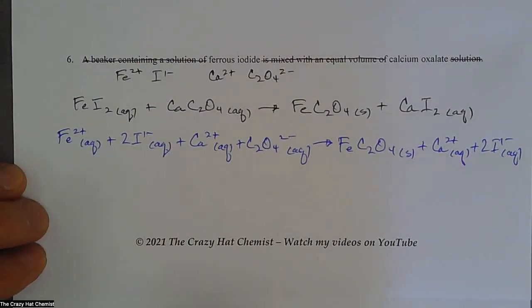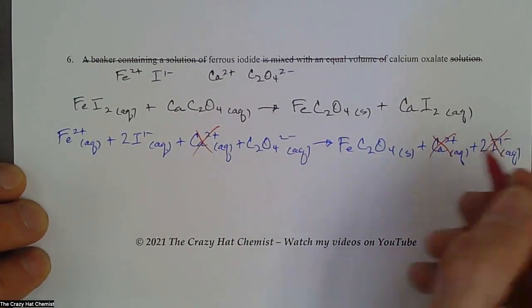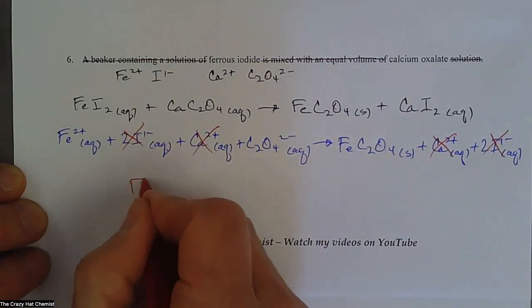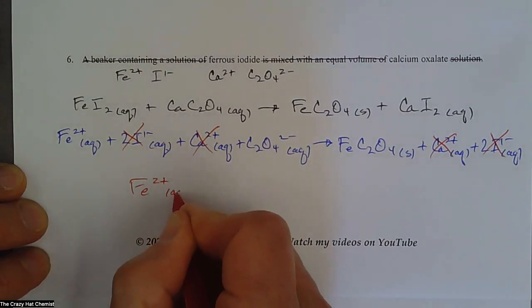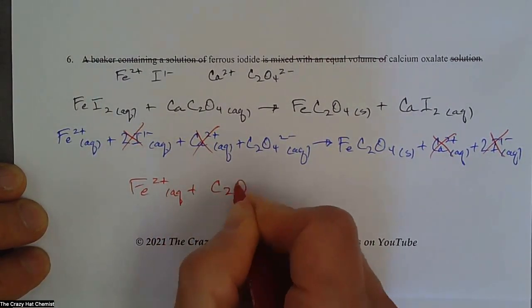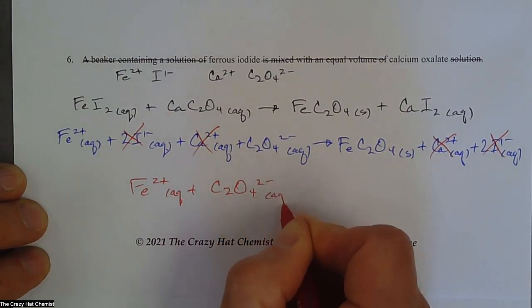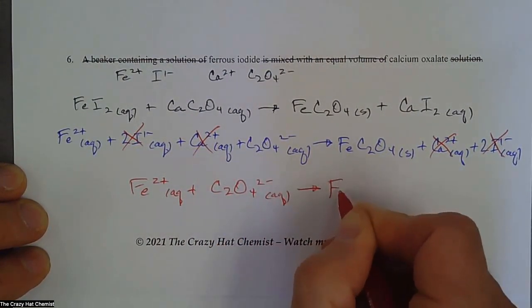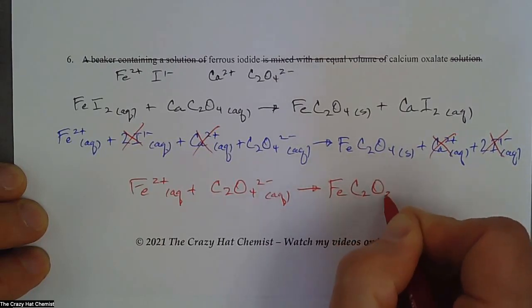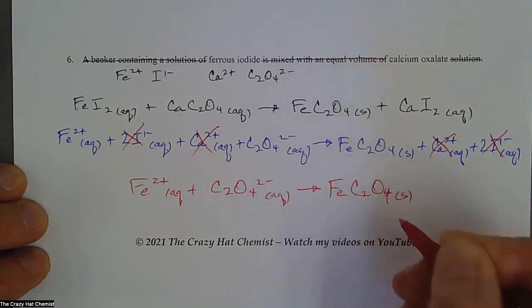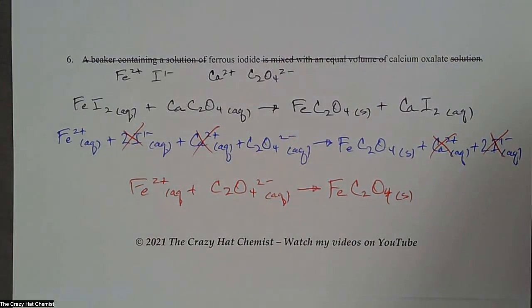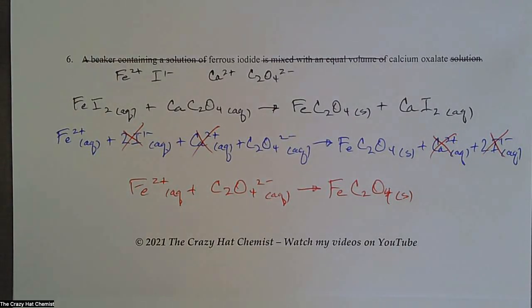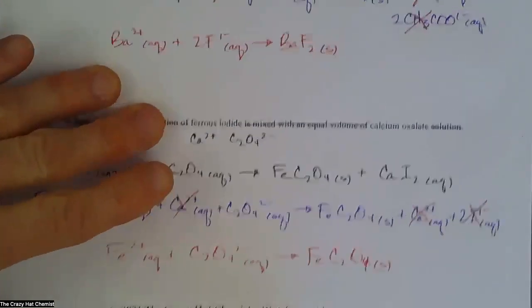We're going to cross out our common or spectator ions, and that's the calcium ion and the iodide ion, and then we're going to drop down what remains. That's Fe2+ aqueous, plus the C2O4 2- aqueous, yielding our ferrous oxalate, which is an insoluble precipitate. All right, fantastic. That was number 6. We are more than halfway done now, so we should be feeling really good. All right, so I'm going to peel this away and go on to the next problem.